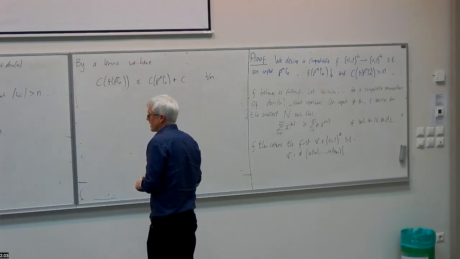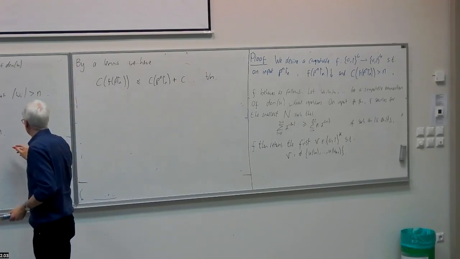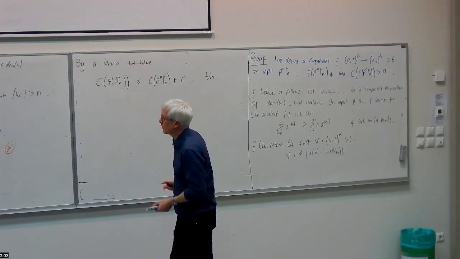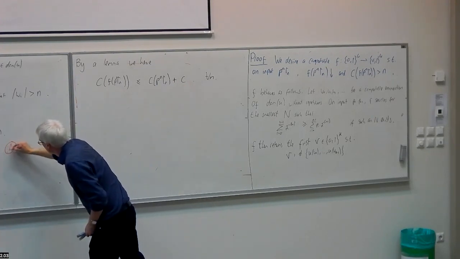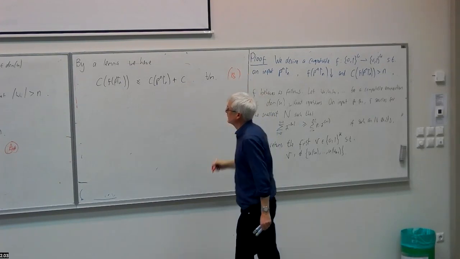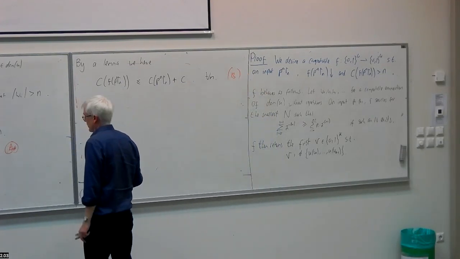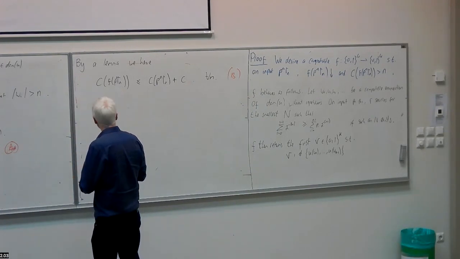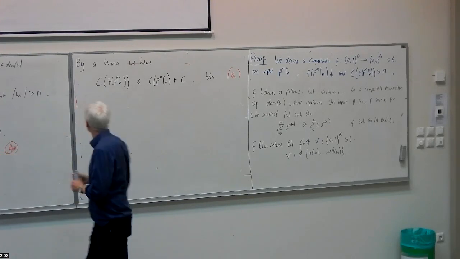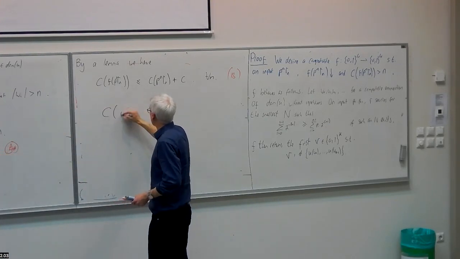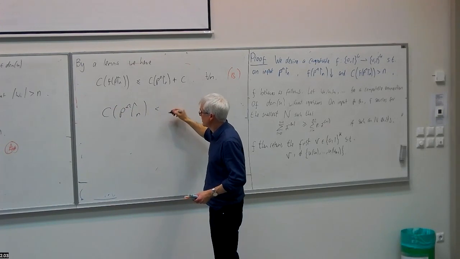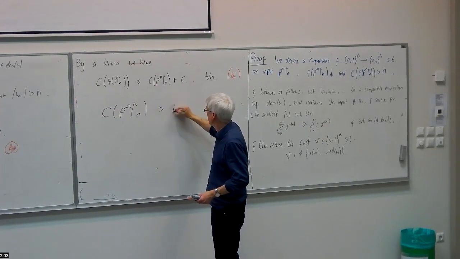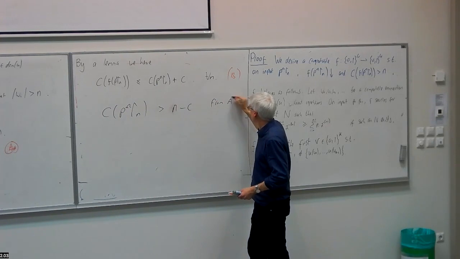So we've got two inequalities here. This first one I'll call A, and this one B. And when we put them together, we see that we get what we want: we take the C over to the other side, and we have that the prefix-free complexity of P restricted to n is bounded above by C by n minus C, from A and B.